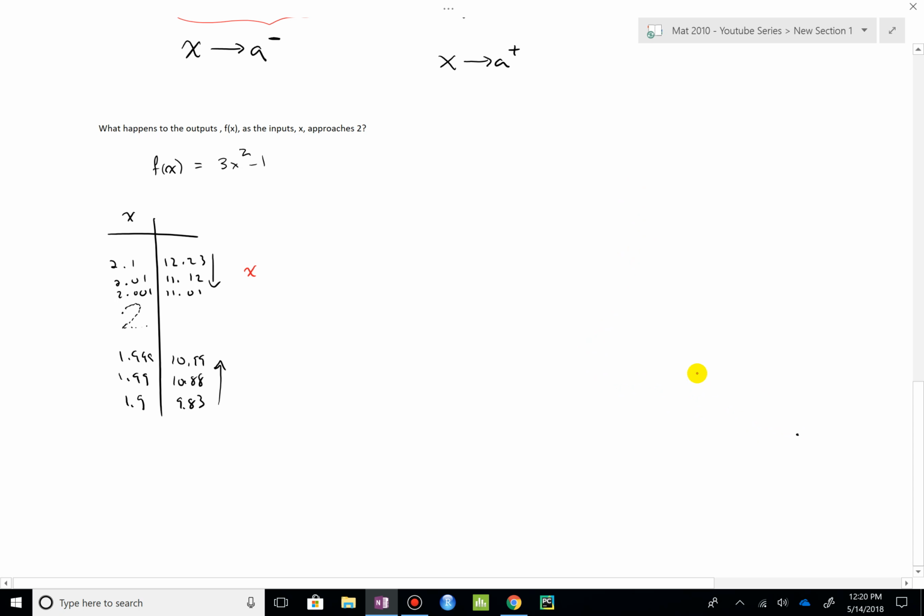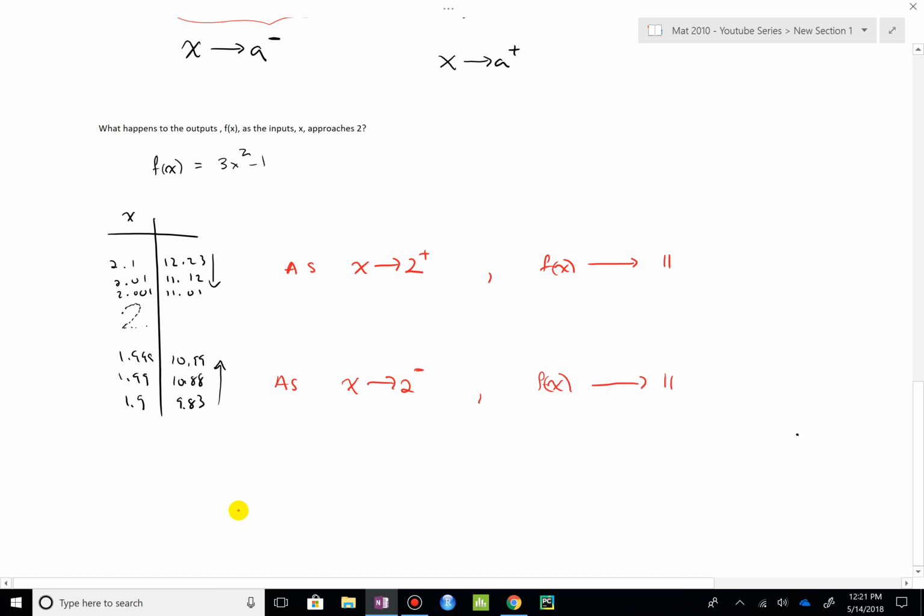The idea is that as x approaches, and this is the way you need to think about it, as x approaches 2, which side are we coming from? The positive side or the negative side? The positive side. Then f of x approaches, or gets closer to, what looks to be 11 from the right side. And as x approaches 2 from the left side, the y values, yet again, seem to be getting closer to 11.